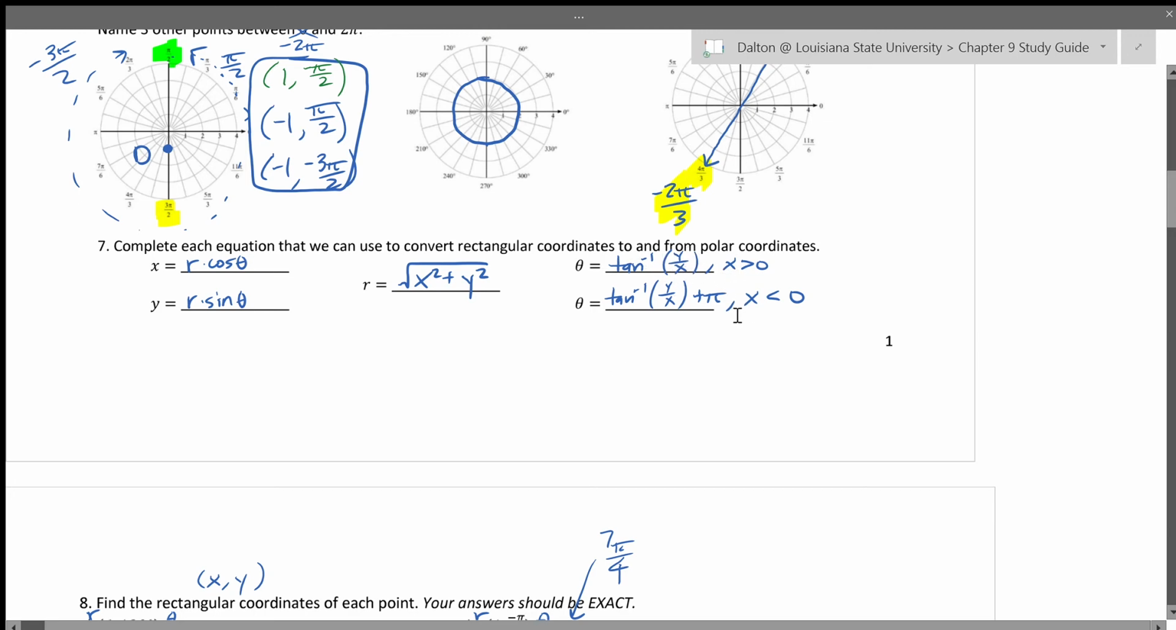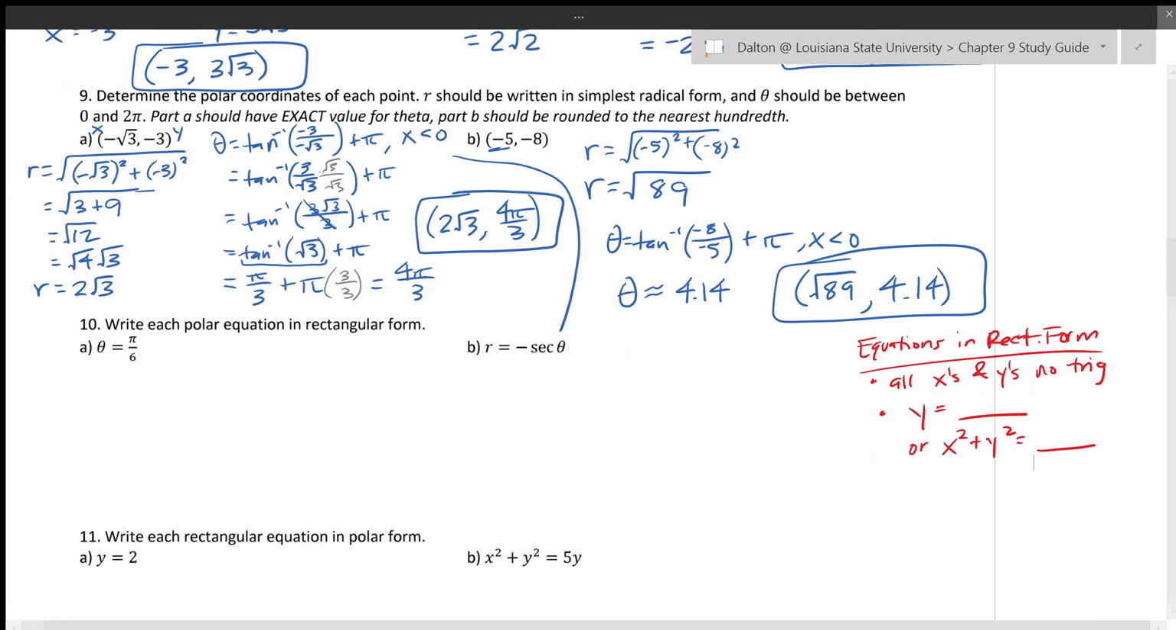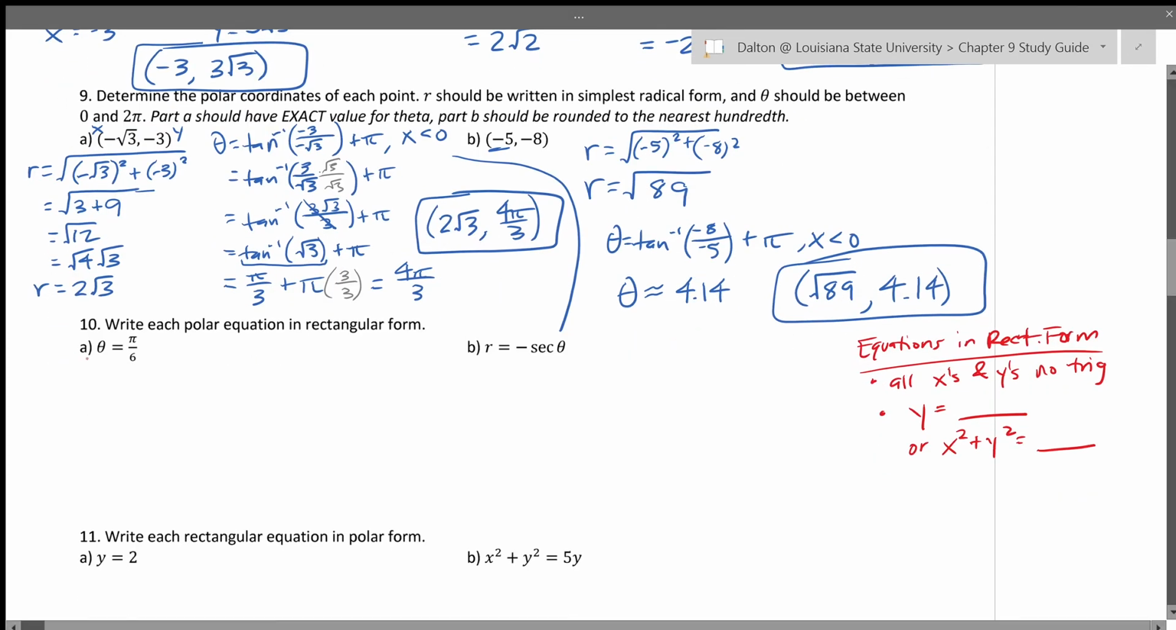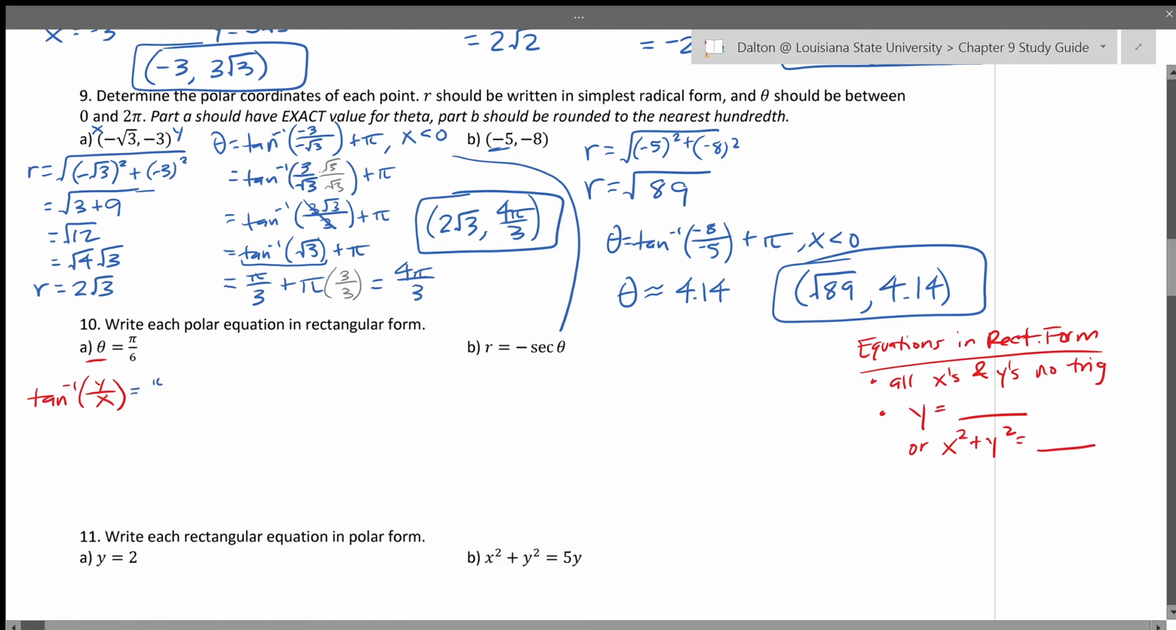We don't really know what x is at this time. So when you don't know what x is, you can always assume that it should be positive. So instead of theta, I'm going to substitute tangent inverse of y over x using that equation. So I've got tangent inverse of y over x equals pi over 6. Now, we haven't gotten rid of all the trig because pi over 6 is a radian, so I've got to get rid of that.